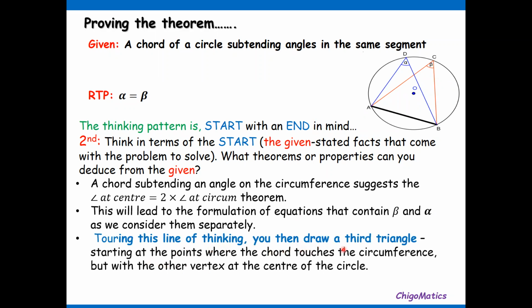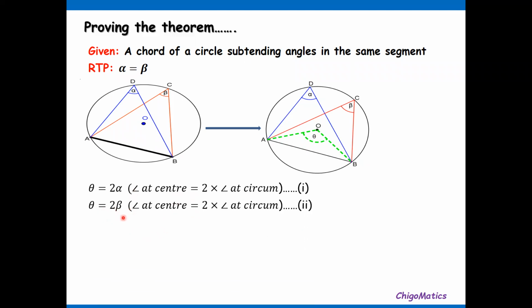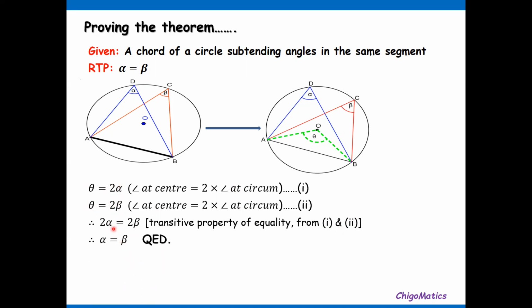Following this line of thinking, you then draw a third triangle starting at the points where the chord touches the circumference, but with the other vertex at the center of the circle. So in summary, this is the third triangle, the one dotted in green. Then we have the angle at the center, theta, to relate with beta and alpha. So theta is equal to twice alpha using that theorem. Then theta again is equal to twice beta using the same theorem. So from there, using the transitive property of equality on these two equations, these two should also be equal. So we divide both sides by two to get alpha is equal to beta. Then the proof is complete.